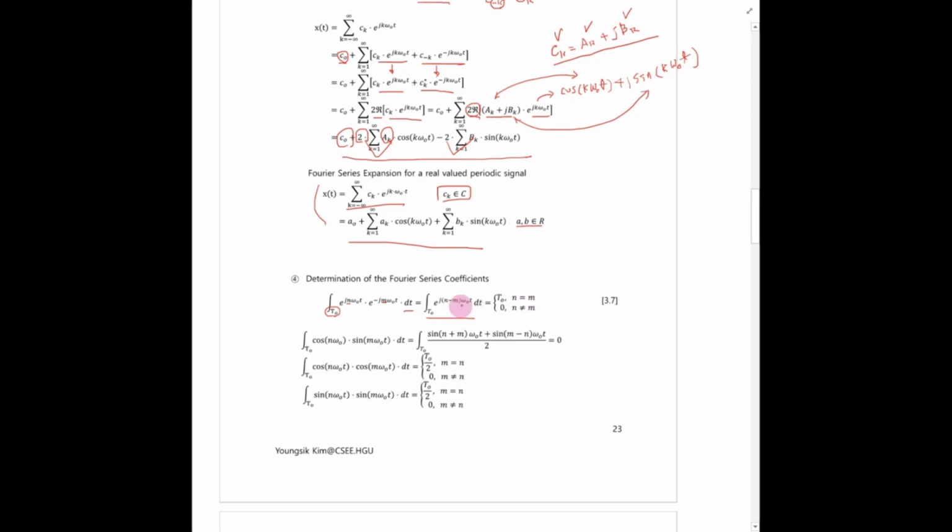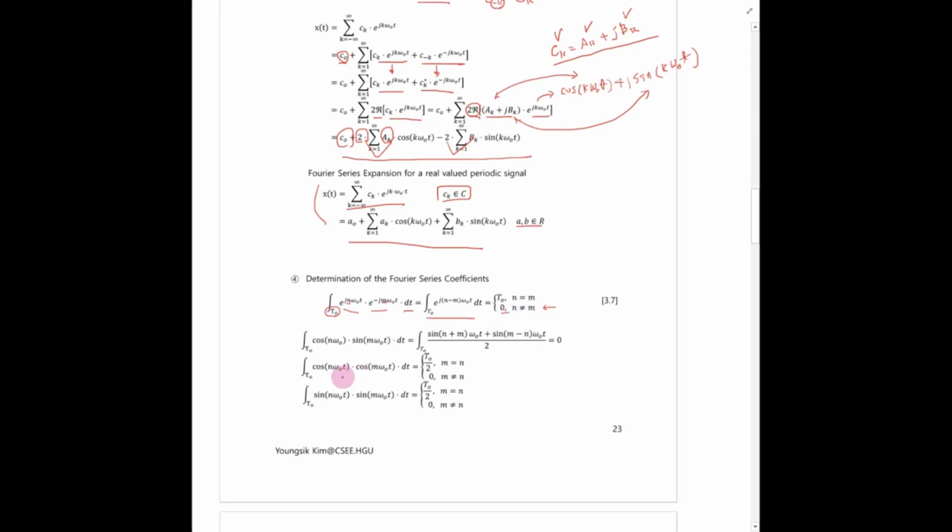Then it looks like this. Here, if n equals m, this becomes unity, and integrating over one period gives the T0 value. If n is not equal to m, then a sinusoidal signal integrated over the whole period is 0. If the dot product of two functions is 0, they are independent, or orthogonal. So this is an orthogonal set: the functions are orthogonal if n is not equal to m. This is one property of the complex exponential function. If n equals m, it has the T0 value, but if not, it's 0.